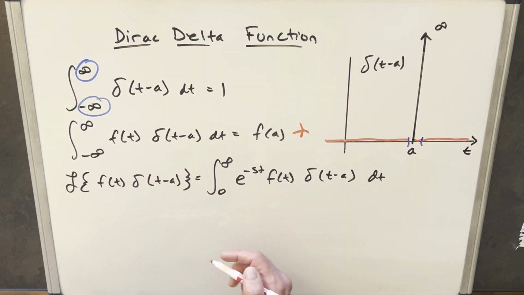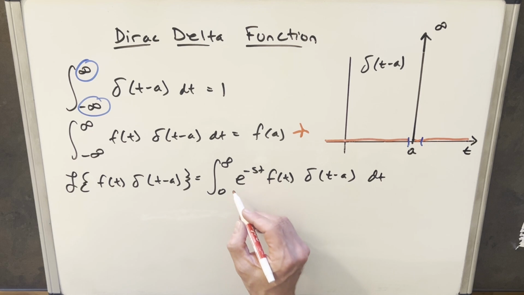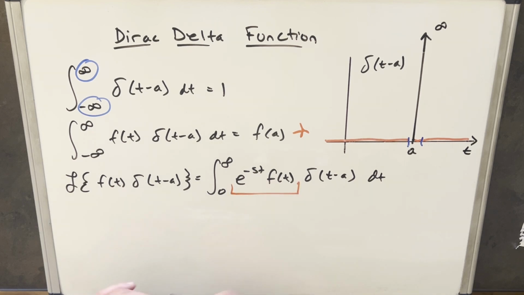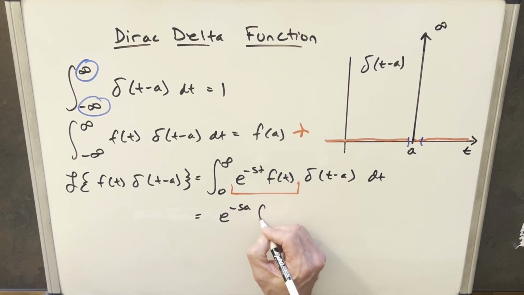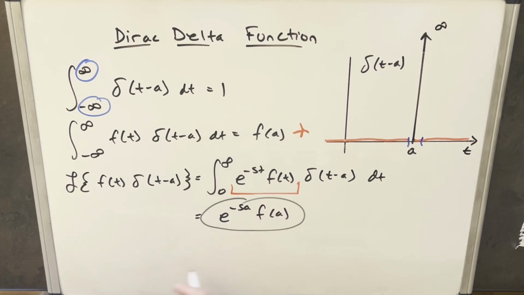So in our integral here, the function we're evaluating is not just f of t, though, it's going to be this whole thing. So all we need to do is evaluate this at A, and then that's going to be our solution. So all we need to do is plug in. So we're going to have e to the minus sa, and this becomes f of a. And that's really all there is to it. That's going to be our formula for the Laplace transform of some function times the Dirac delta function. So we'll do a couple quick examples of this.